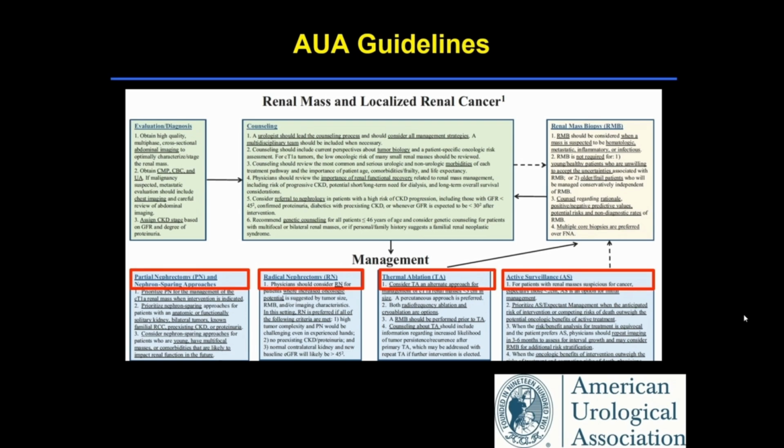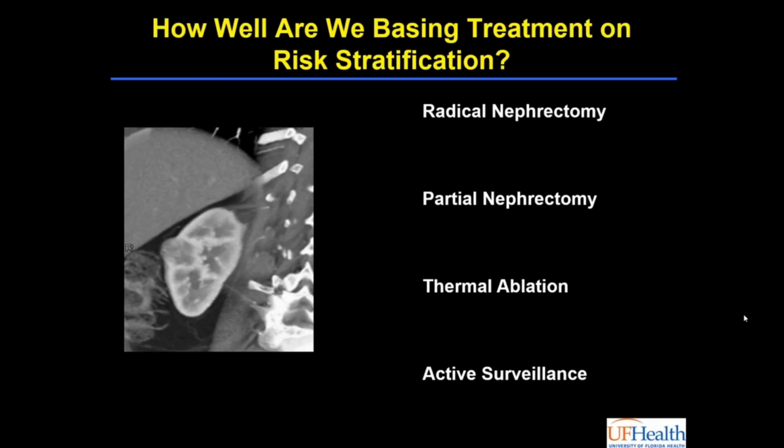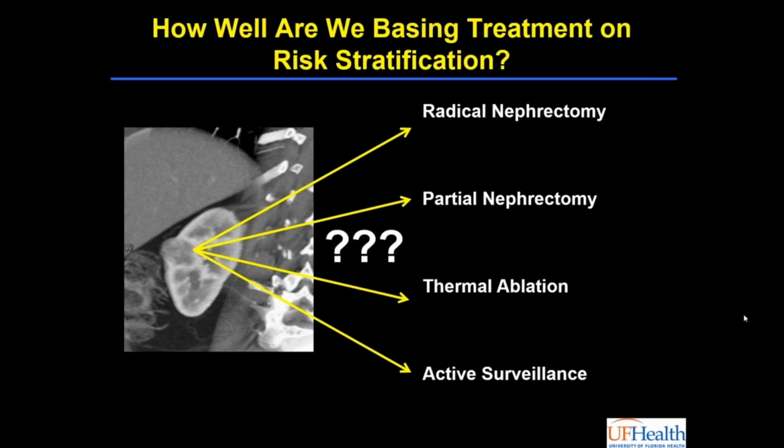So these are guidelines that are standard management options provided to patients. And these are all under the auspices of the AUA, which says these are reasonable options for patients that present with small renal masses, depending on their age, life expectancy, and health. However, the bottom line is, how well are we what we call risk stratifying?